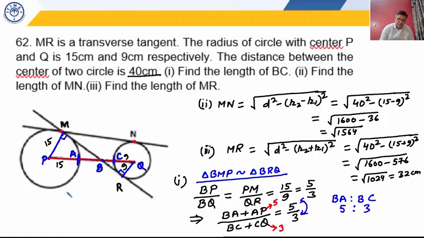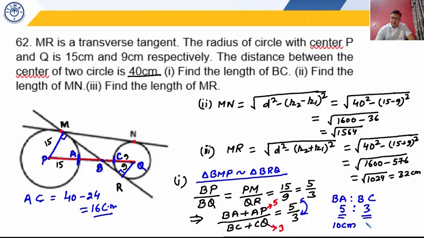So what is the length of this part from here to here? The length is 16. Can I say AC is equal to 40 minus 24? 15 plus 9 is 24, total is 40, and 40 minus 24 is 16. If you divide 16 in the ratio of 5:3, then it would be 10 centimeters and 6 centimeters, and you want to calculate the length of BC, so your answer is 6 centimeters. Can I say this question requires all the properties that we discussed a little while ago? Alright? Okay.